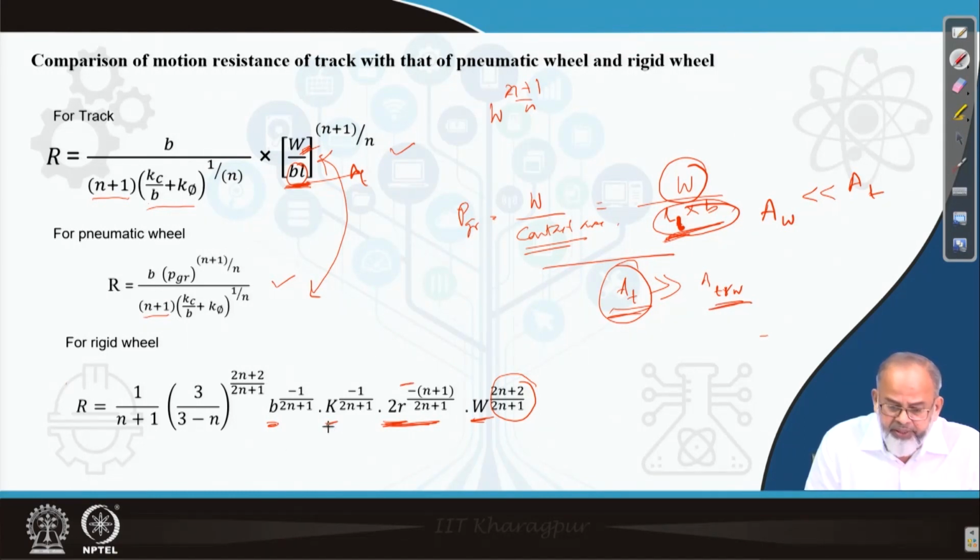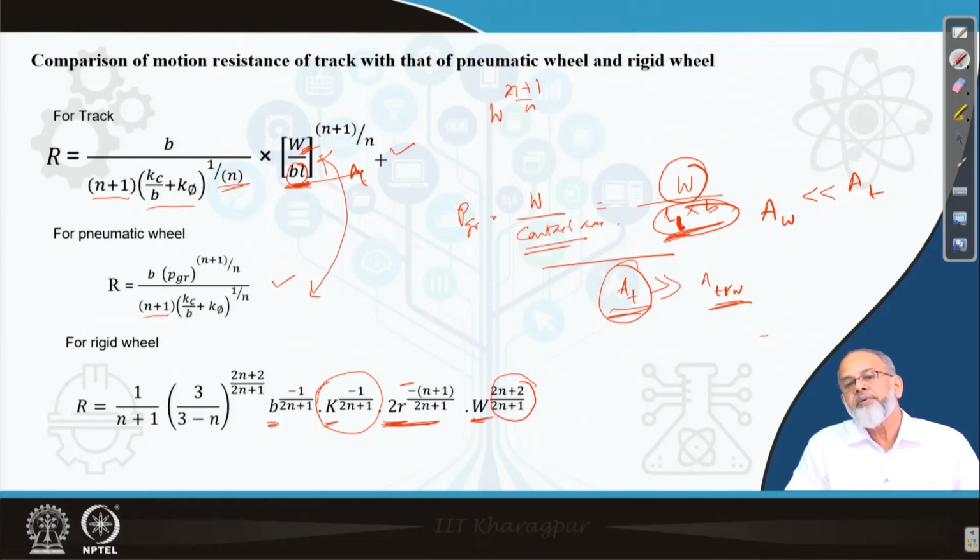Now comparing the modulus of sinkage, because you cannot change the soil conditions, it is K raised to the power minus 1 upon n, whereas it is K raised to the power minus 1 upon 2n plus 1. So there is an advantage here. Advantage means minus 1 upon 2n plus 1 will give you a little higher resistance. The denominator is 2n plus 1, whereas in the other case it is only 1 upon n. So that way, if you compare, again the rolling resistance of a track can be seen to be lesser than the rolling resistance of a rigid wheel.